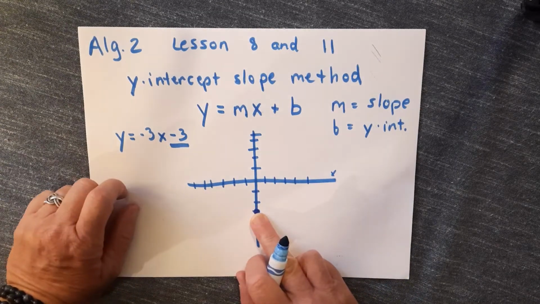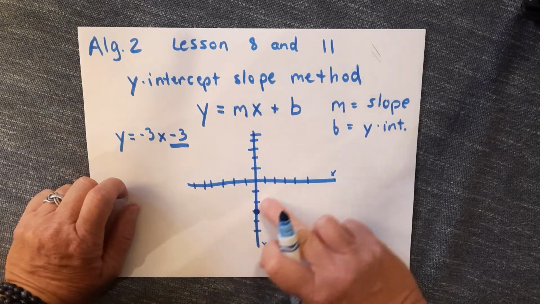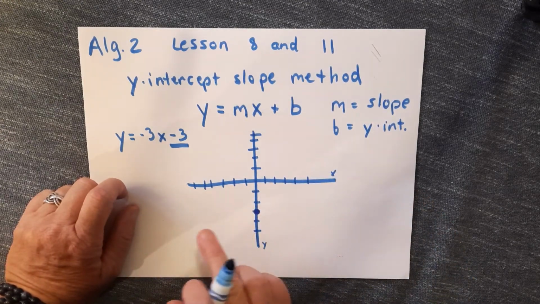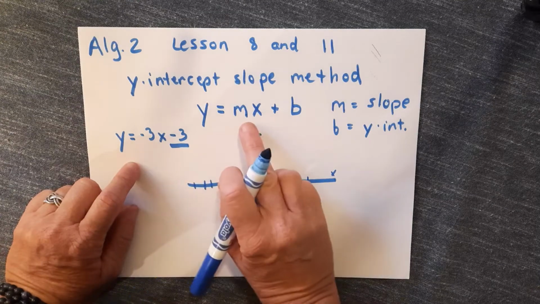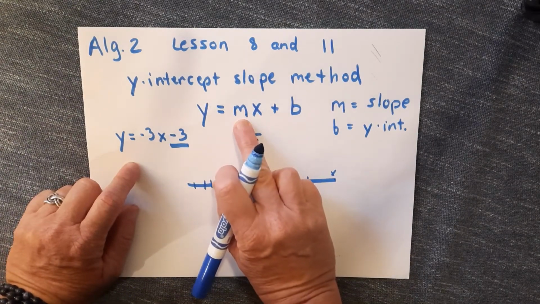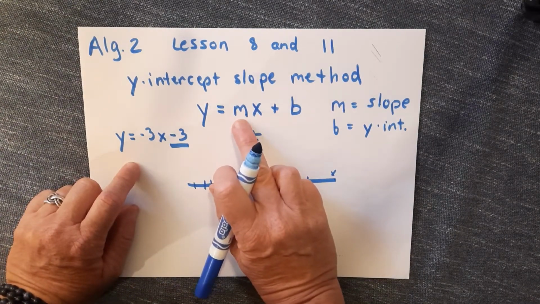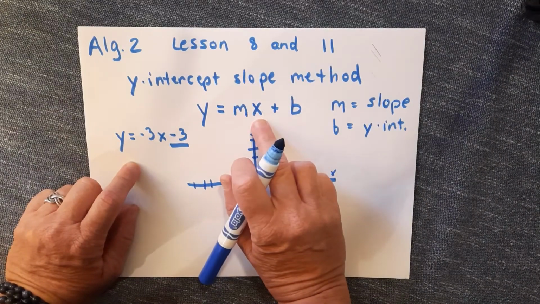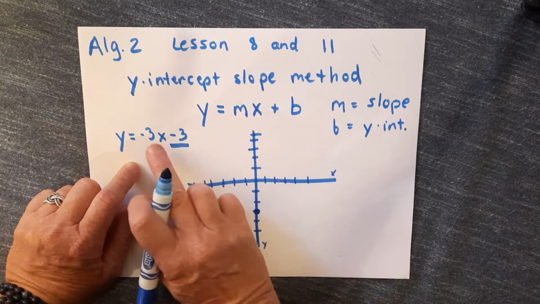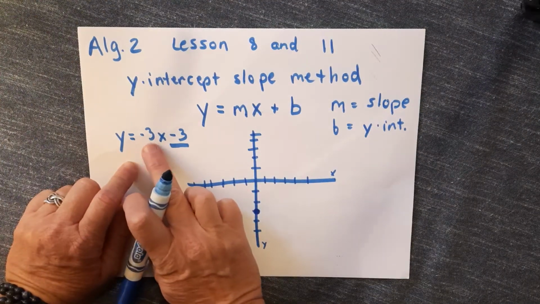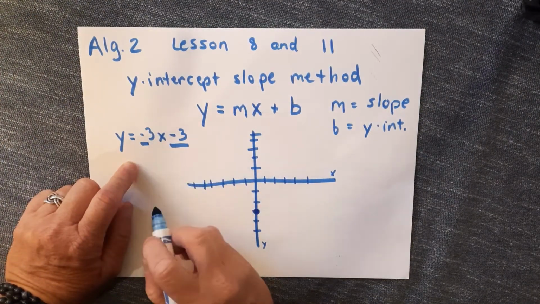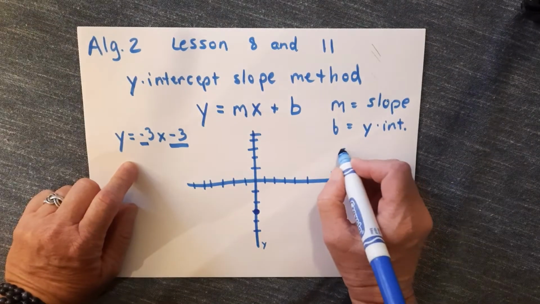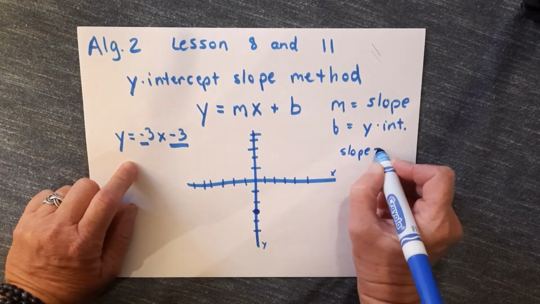Now we have to find the slope. We have to tell which way the line is going to go. Is it going to go this way or this way? So our slope is m. The slope is the coefficient, which just stands for the number that comes before the x variable. So the coefficient of x is negative 3. We always have to make sure that we're watching those signs. So our slope equals negative 3.